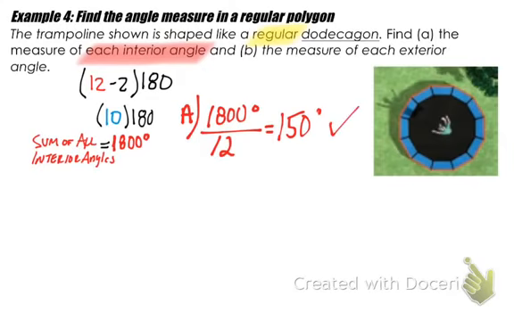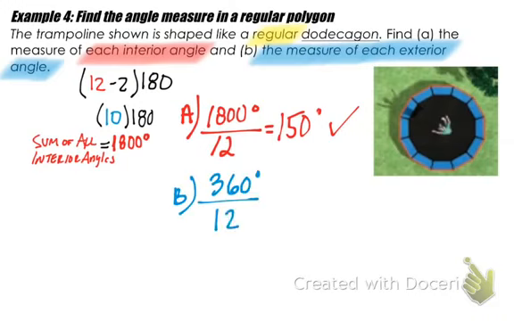In B, we have to find the measure of each exterior angle. Since this is a regular dodecagon, not only are the interior angles all the same measurement, but the exterior angles are also the same. All of the exterior angles added together of any polygon is equal to 360. So if we take 360 and divide that by the number of exterior angles, we'll get the measurement of each individual exterior angle of this dodecagon. So we should have 150 for each interior angle, and then 30 for every exterior angle. Sorry for the mix-up, guys.